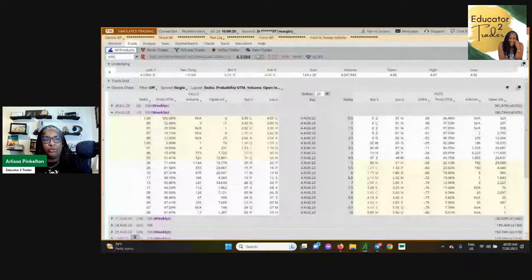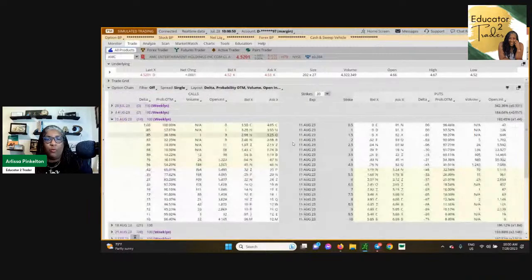If we're looking for next Friday on AMC at a 4 strike, the 4 strike is going to pay $18 for $400 of collateral. That's about a 5% return on your money. If you want to get closer to 10% return, let's go out one more week. The 4 strike for August the 11th pays $43. That's a 10% return on your money in 2 weeks.